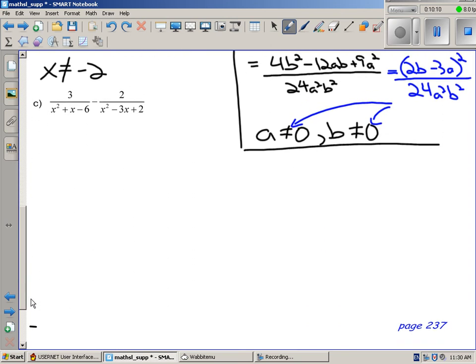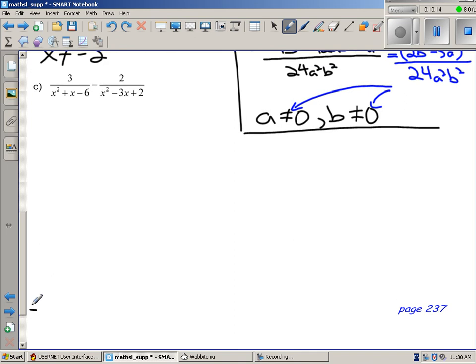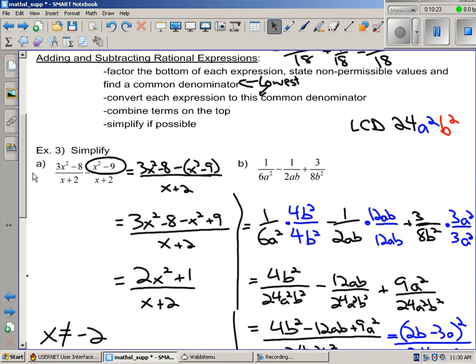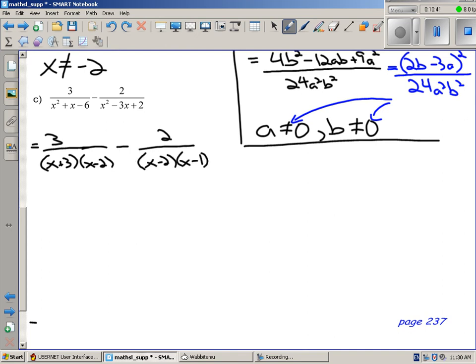All right, let's look at one that has factorable expressions on the bottom, because this is where it tends to take a tiny bit more time, but it's no more difficult. So again, back to the instructions. Factor the bottom of each expression. Okay, I guess we better do that. So we have 3 over this trinomial that happens to factor to x plus 3, x minus 2. Minus 2 over this expression that happens to factor to x minus 2, x minus 1.